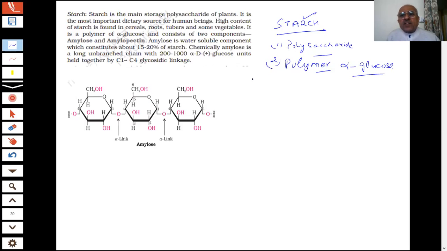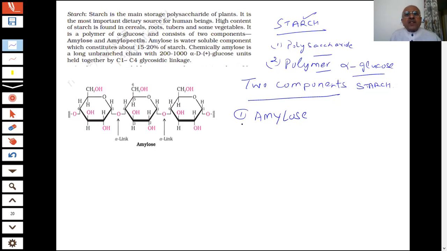And there are two components of starch. Again, a question is coming here: what are the two components of starch? One is called amylose, student. One of the components of starch is amylose. About 15 to 20% of starch is amylose. This is water soluble. Important points to be noted: amylose is water soluble.